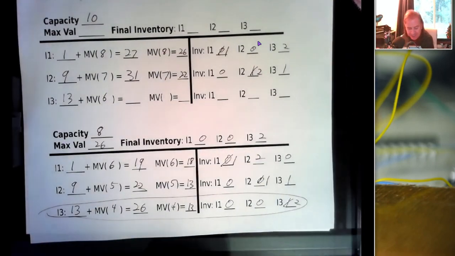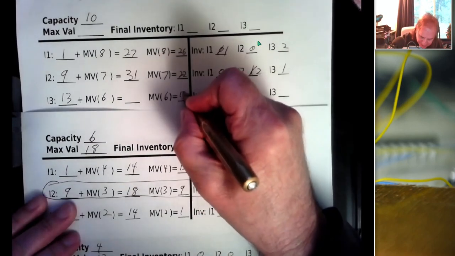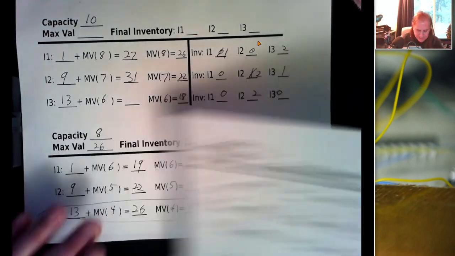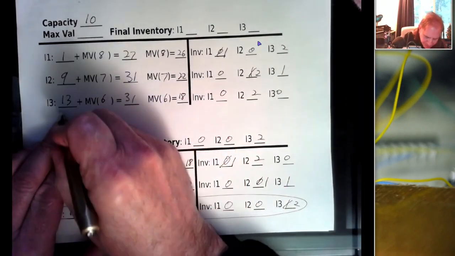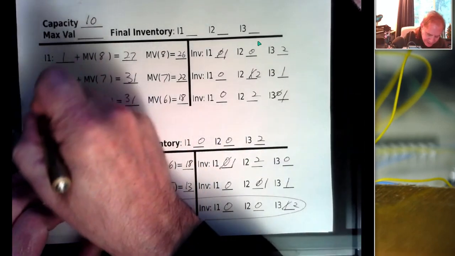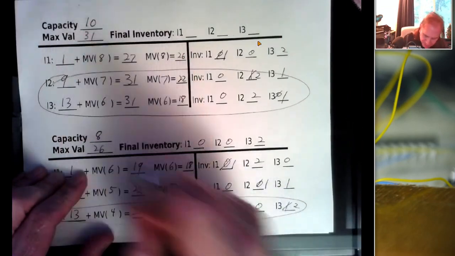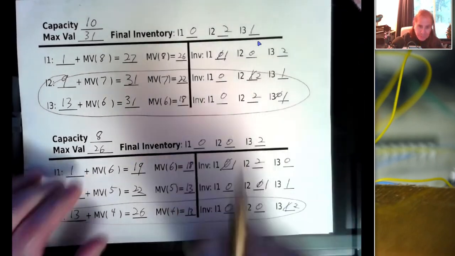And then our last possibility uses max val of 6. Well, max val of 6 is 18 with an inventory of 0, 2, 0. 13 plus 18 is 31, and we bump up the count of item 3, so we get that. And again, these are our maximal solutions. So max val is 31, and the inventory count is 0, 2, and 1.